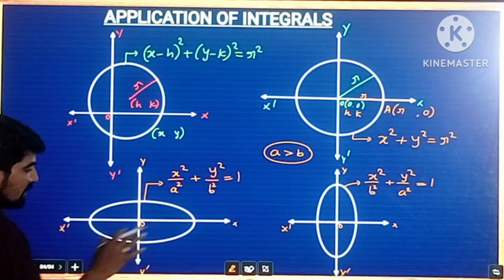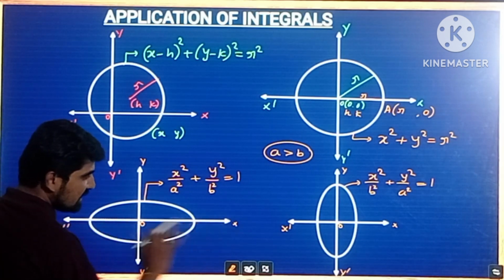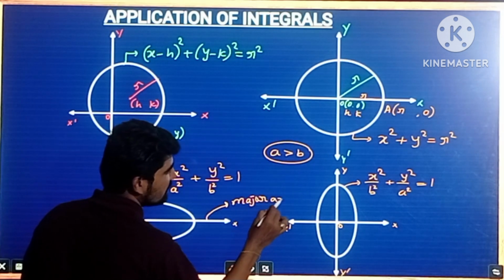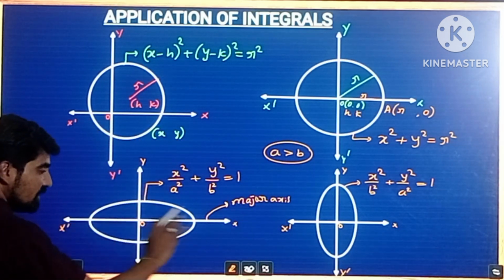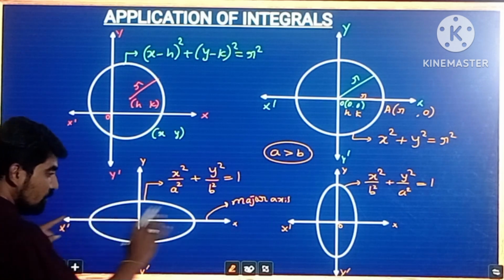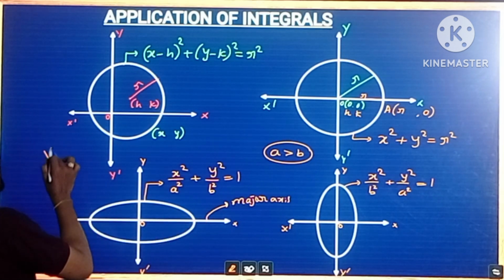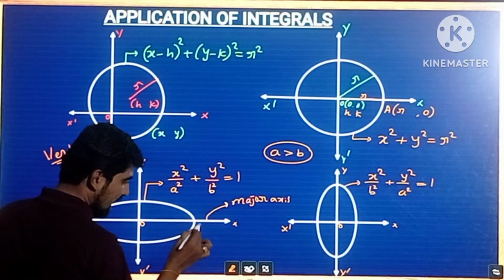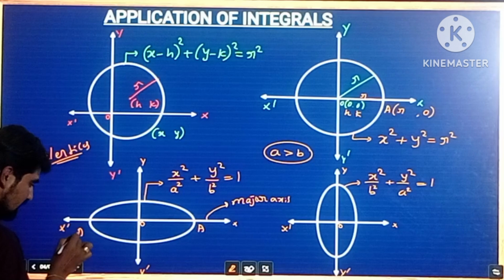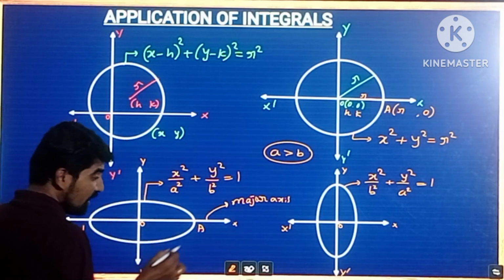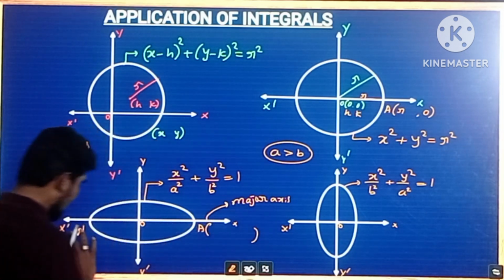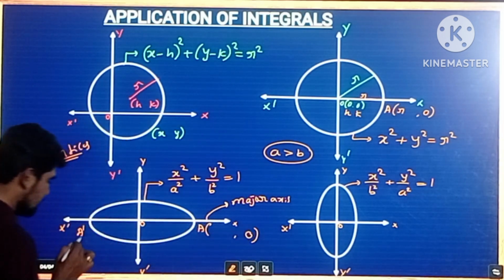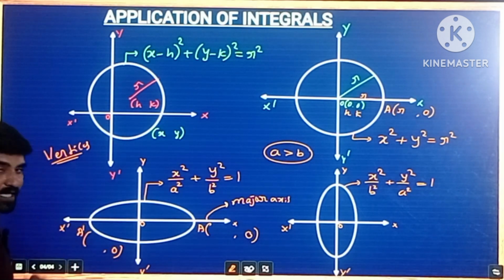Now see here, for the horizontal ellipse, the major axis is the x-axis. The x-axis is the major axis of the horizontal ellipse. And the end points of this major axis are called the vertices of the ellipse. It means A and A dash are the vertices of the ellipse. And since A and A dash both lie on the x-axis, for both points the y coordinate is 0.